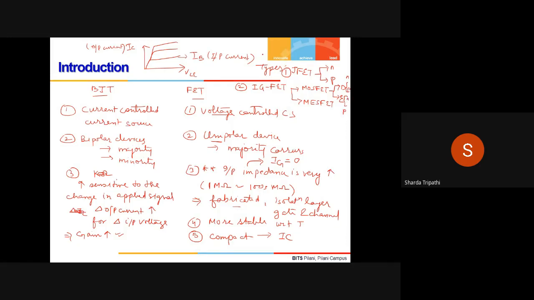So this is my broad classification. Basically two types: junction field effect and insulated gate field effect. Then junction field effect could be N channel or P channel. IGFET, we will talk only about MOSFET. So you can keep in mind that MOSFET is again of two types, depletion type or enhancement type, and then again each of them can be differentiated based on whether it is an N channel or a P channel.